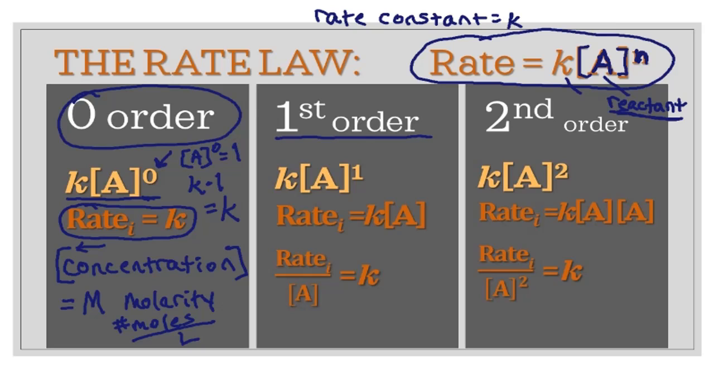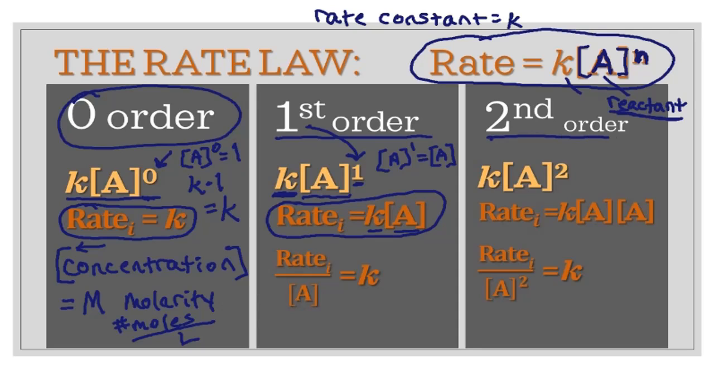Now first order means we're going to have a 1 for that exponent, and the rest of the formula stays the same. It's going to be k, the rate constant, times the concentration of A to the first power. Now you know anything to the first power is just itself. So the concentration of A raised to the first power is just the concentration of A. So right down here we have the initial rate is going to equal the rate constant times the concentration of A.